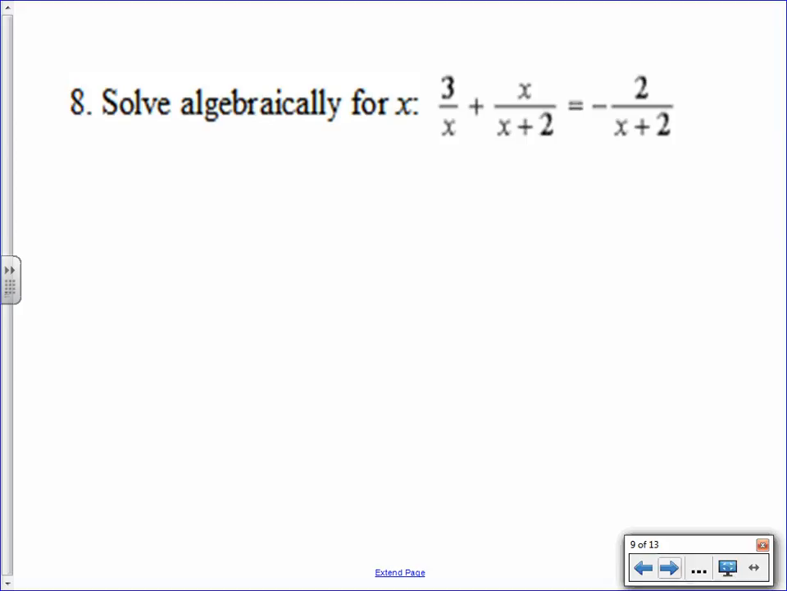Fractions. I want to get rid of fractions. To get rid of fractions, multiply by the LCD.